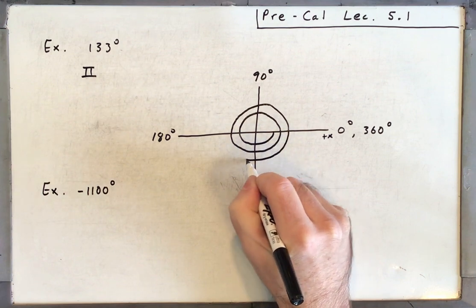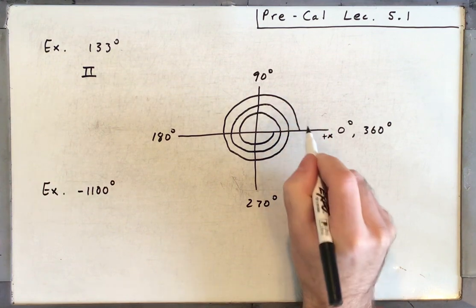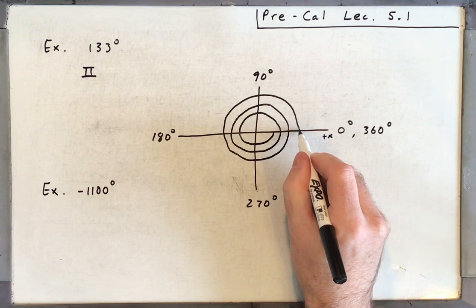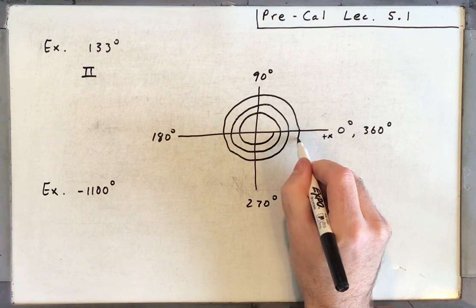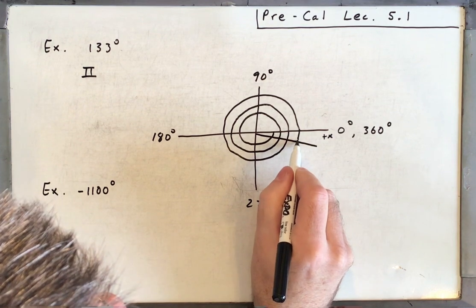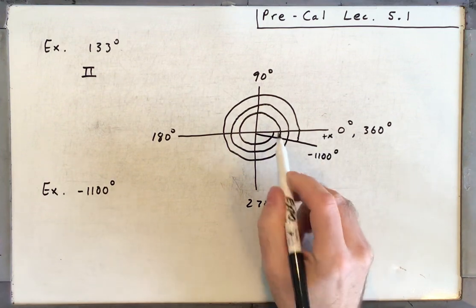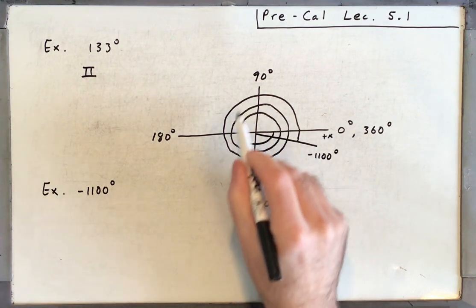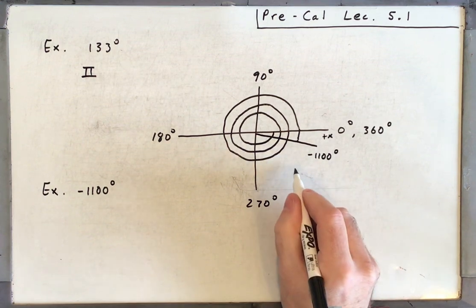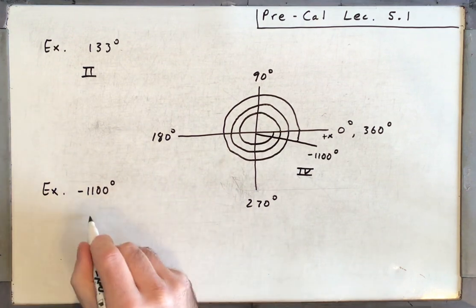Let's go around again. Another 360, and of course we're going in the negative direction. So the third time around we're at negative 1080, and then 20 more degrees would be negative 1100. So we went around 1, 2, 3 times, and then another 20 degrees. So it terminates in quadrant 4.